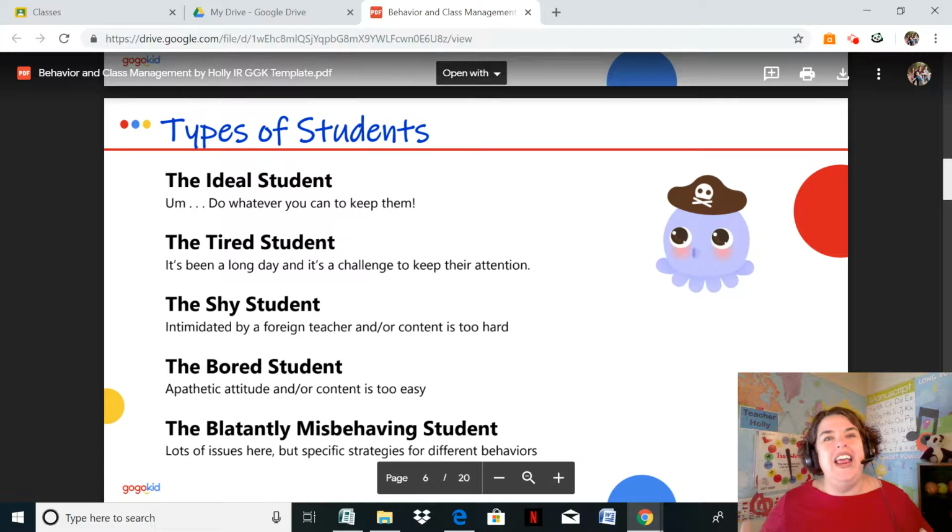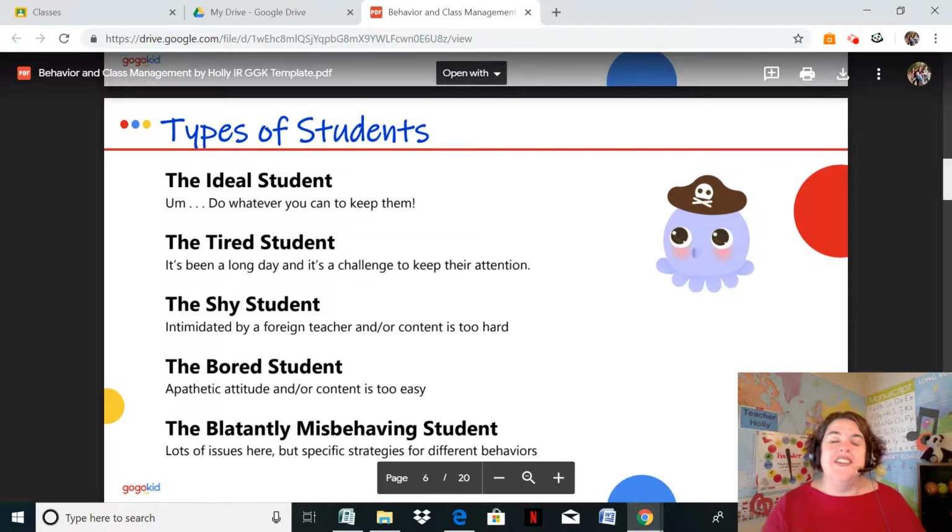But to do that, we first have to address what types of students we're going to be seeing. Now, don't be offended. I'm not trying to put students in a box, but for conversation purposes, there generally are about 5 types of students that will come into our classroom. The first one, the ideal student. No need for a workshop about that one. Keep them. Do whatever you can to keep them.